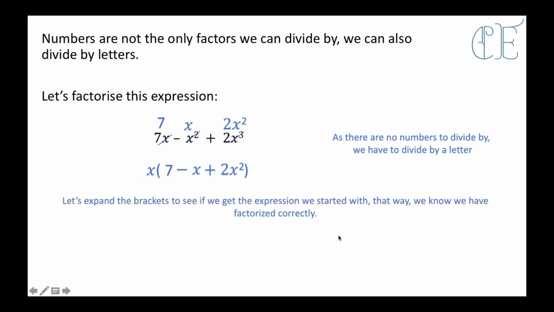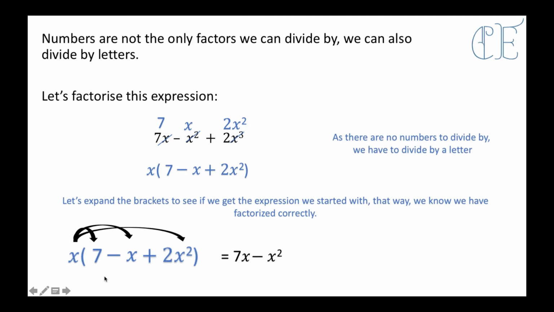Okay. So let's expand the brackets to see if we get the expression we started with, and then that way we know we've factorised it correctly. So this is our expression that we've got, and we're just going to expand the brackets. X times 7 is 7x. X times minus x is minus x squared. And x times 2x squared is 2x cubed. Okay, which is exactly what we got there.